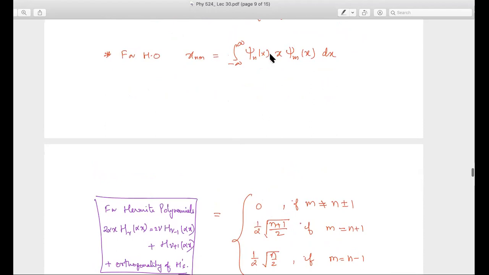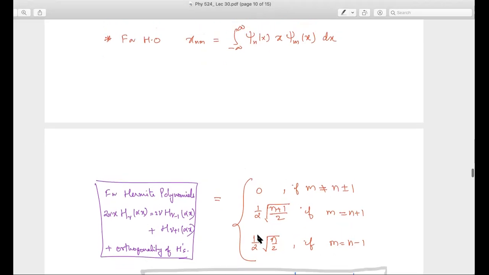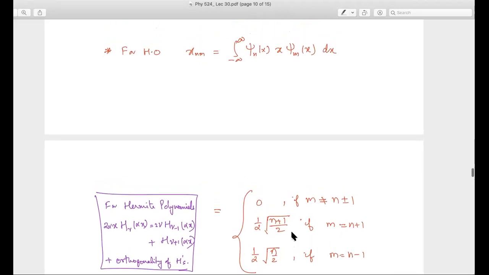get that this is just 0 if m is not equal to n. It is given by half of this quantity, root over (n plus 1) by 2, if m is equal to n plus 1, and it is given by half of root n by 2 if m is equal to n minus 1. Okay. So that's this result.